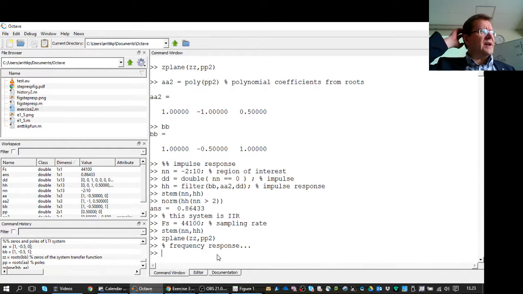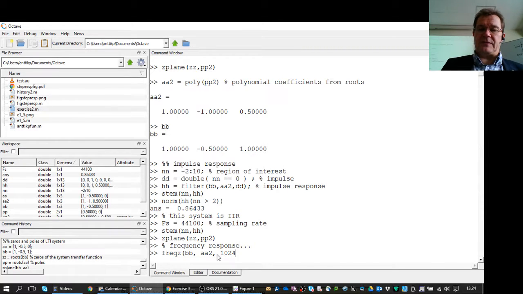There's a function called fetch. BB, AA2. Same parameters as earlier. The third parameter is how many points you are calculating between 0 and the Nyquist frequency, the sampling rate over 2. So this would be 1024 points. Something, 2 to the power something would do just fine.